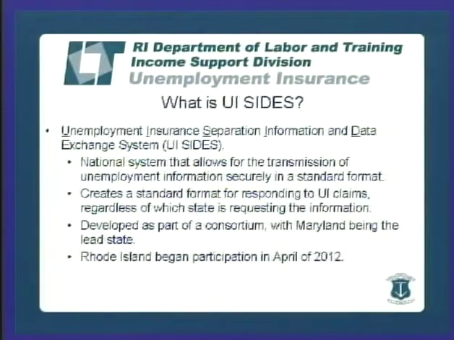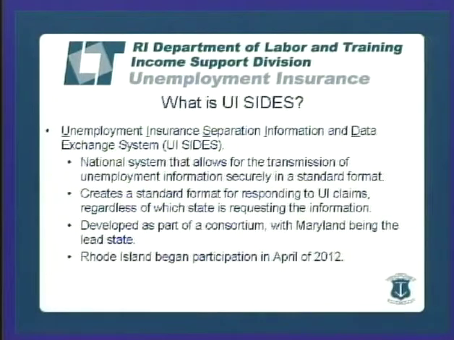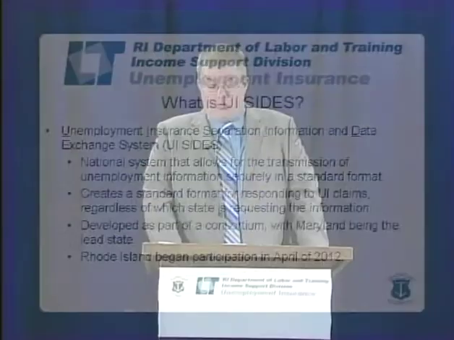The next topic for discussion in today's presentation is the unemployment insurance separation, information, and data exchange system. It is called UI-SIDES. This is a national system that can be used to communicate separation information between the Rhode Island Department of Labor and Training and the employers, and eliminate the traditional paper communication. This system helped create a standard format for responding to UI claims, whether the separation occurred from an employer in Rhode Island or an employer in California, providing the same information, which is very beneficial to larger employers.